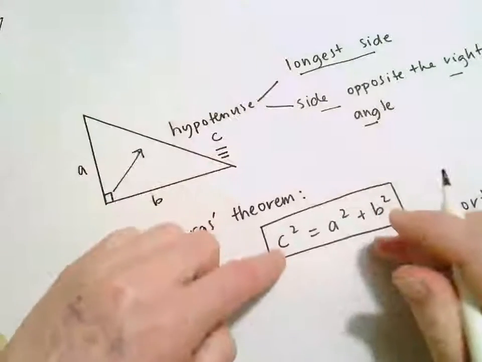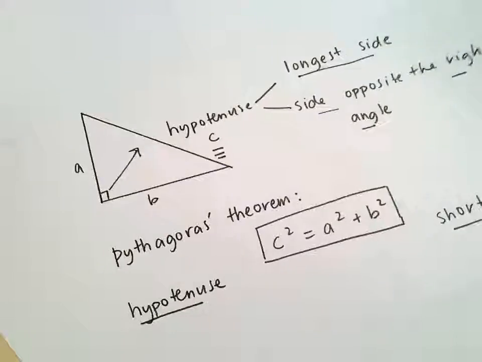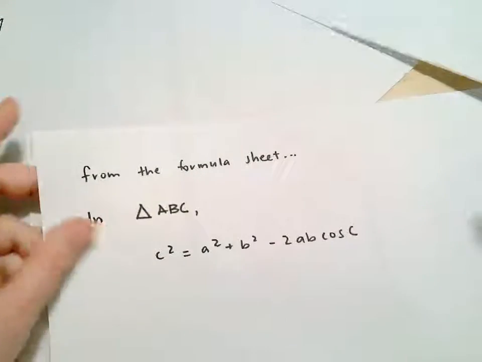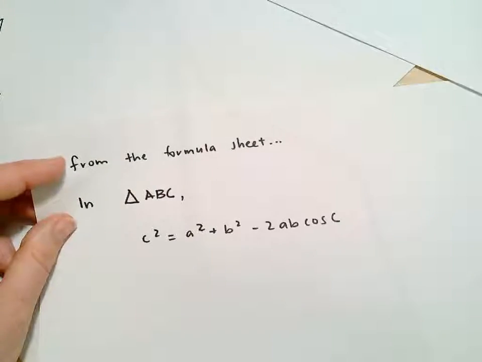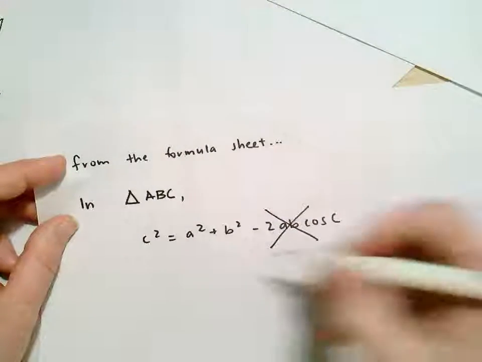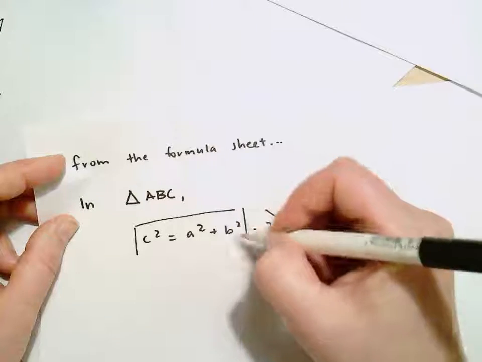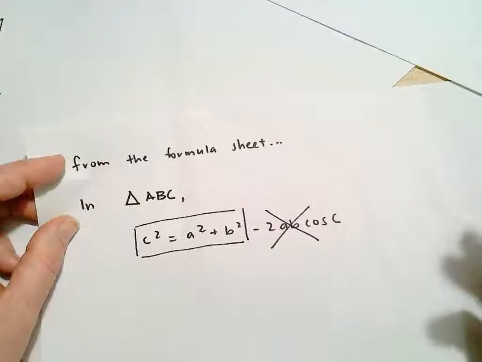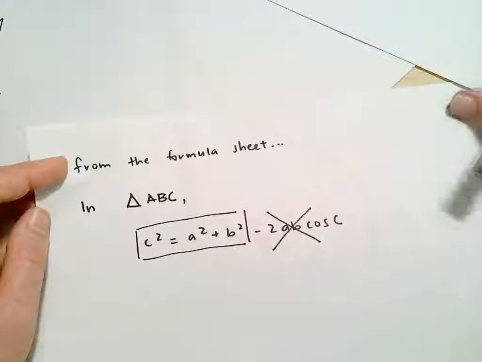Now you don't quite get this formula on your formula sheet, but you get one similar called the cosine rule, and it looks like this. So you get this on your formula sheet, and the first bit of it, if you get rid of that bit, this first bit of it is Pythagoras' theorem. So you kind of get it on your formula sheet, even though you don't get it directly.